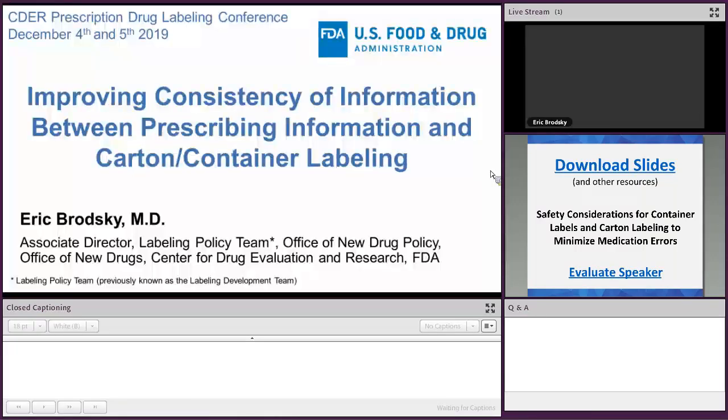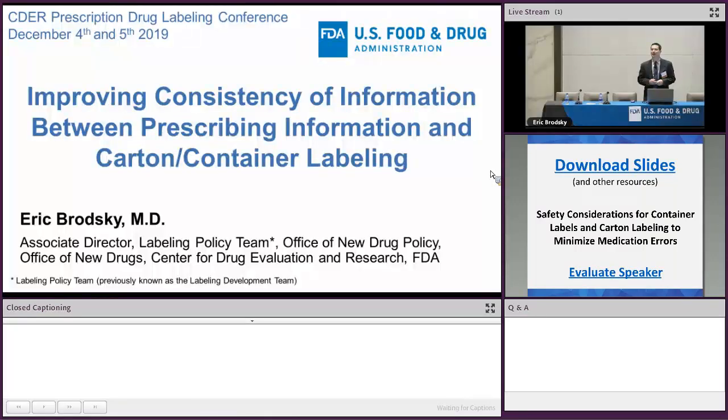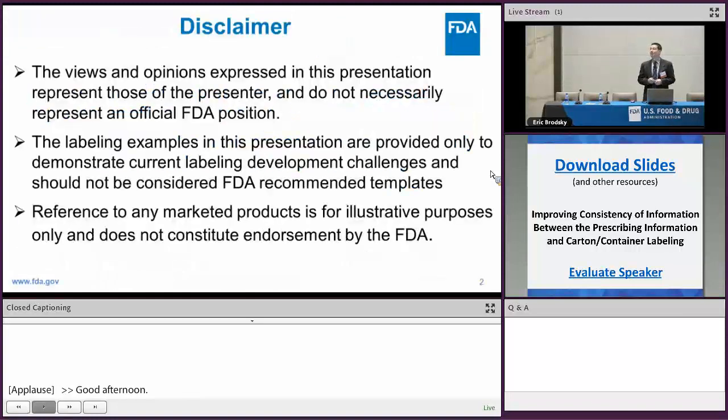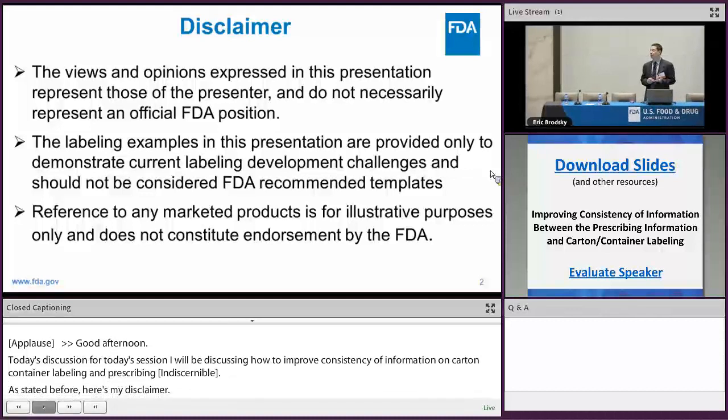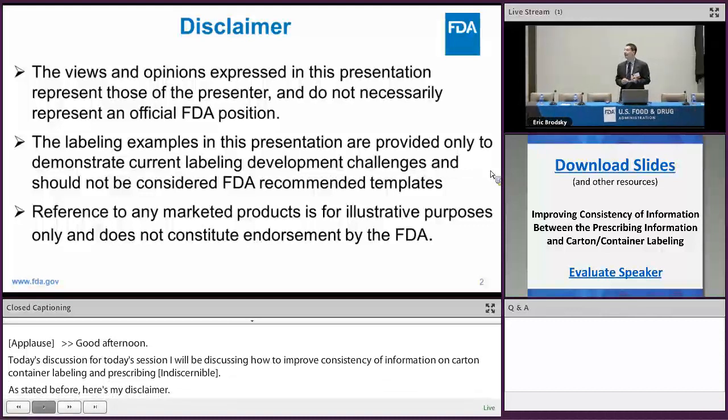For today's session, I will be discussing how to improve consistency of information on carton container labeling and prescribing information. So as stated before, here's my disclaimer. The examples shown in this presentation may not contain all the recommended and required information on carton container labeling and the prescribing information. They're for presentation purposes only.